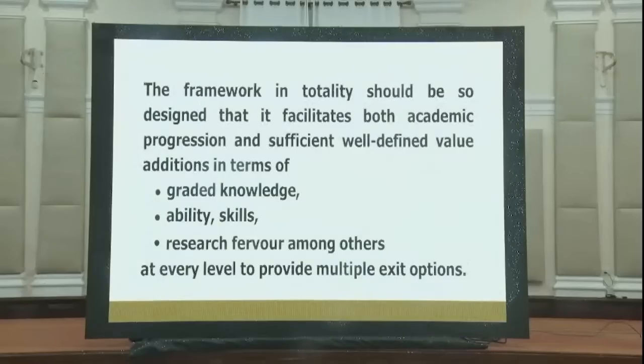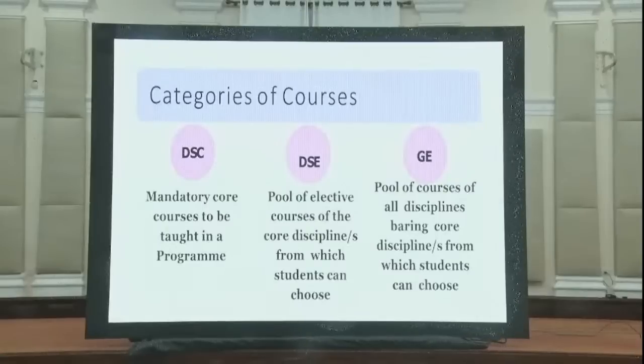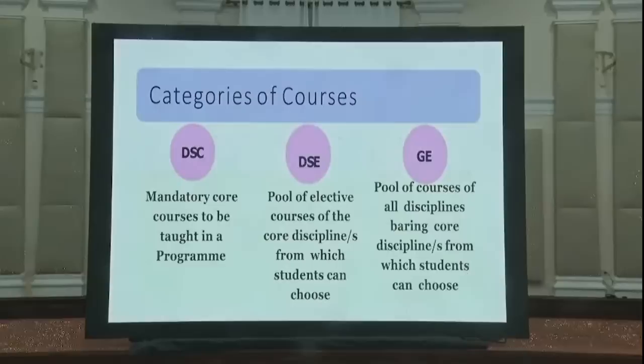So if you look at the category of courses, we have discipline-specific courses. As the name suggests, and as you are already aware from when we implemented CBCS, it is a mandatory core course which needs to be taught in a program. When you are talking about a single core discipline program, for example BA Honors in English, the core discipline taught will be English only. Similarly for BSc Honors in Physics, the core discipline will be only physics, right?